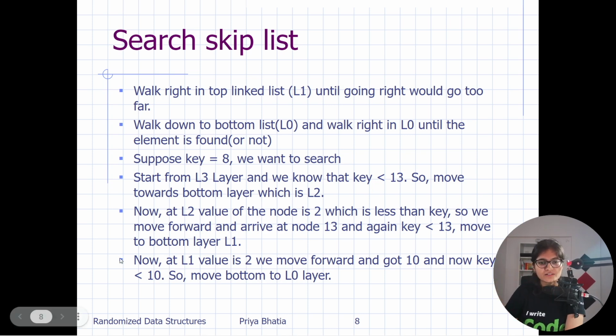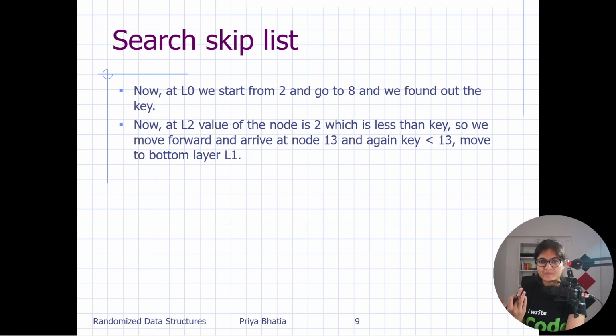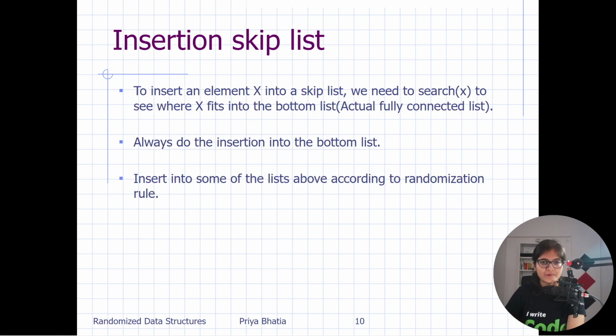Similarly here, you move to the bottom layer L1, at L1 the value is 2, you move forward, you get 10, now the key is less than 10, so you move again to the bottom at the L0 layer. The same thing which I have explained, I have just written down so that in future if you want to refer to this particular slide or the presentation or the video, you can clearly see how the searching is happening here and how it is efficient compared to the normal linked list that we have seen. So at L0 we start from 2, we go to 8, then we find the key and we can return the value as true. This is how searching mainly happens in the case of a skip list.